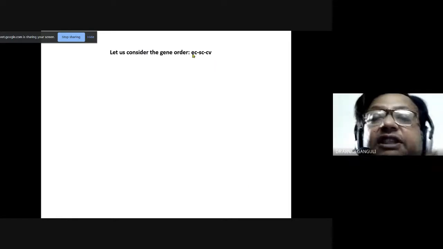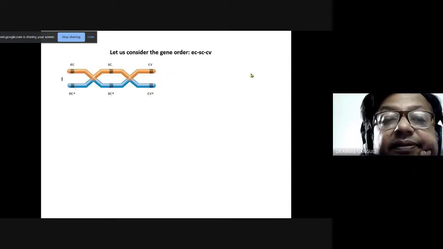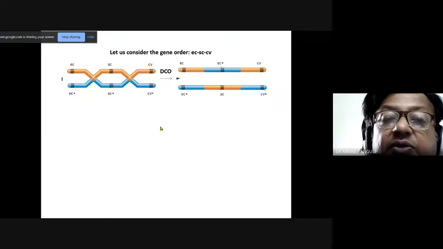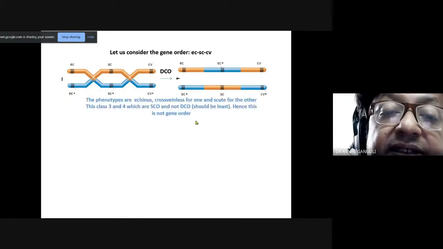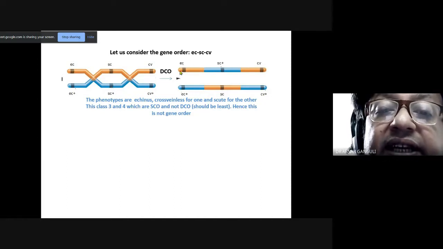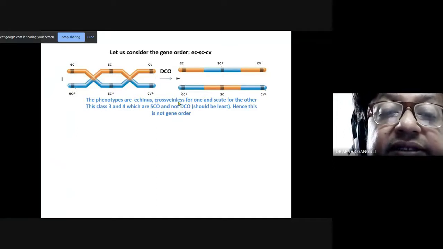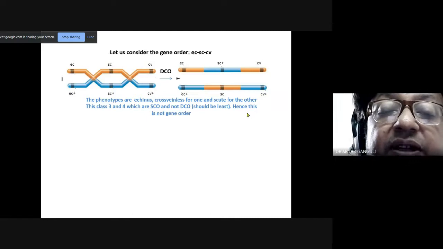Let us see if the gene order is EC first, SC second, and CV third. EC, SC, CV. Now EC plus, SC plus, CV plus. Now a double crossover has taken place. Let's see a double crossover. Now what happens? EC, SC plus, CV, and EC plus, SC, CV plus. The phenotypes are echinus cross veinless for one, because the scoot is normal, and the other is only scoot, because the echinus and cross veinless are normal.